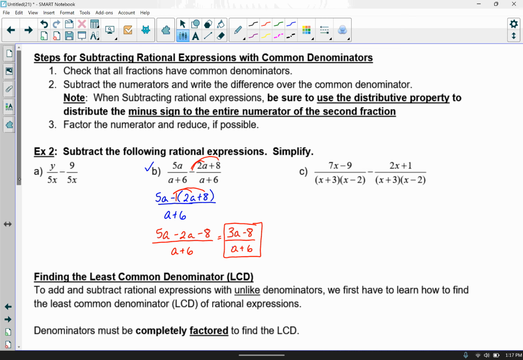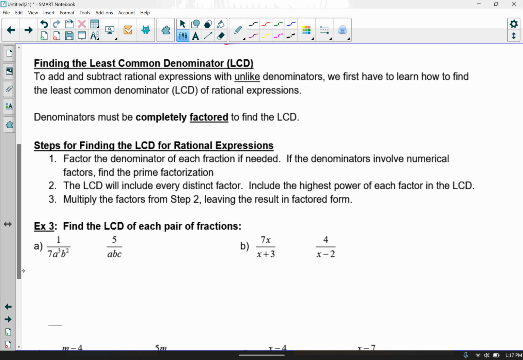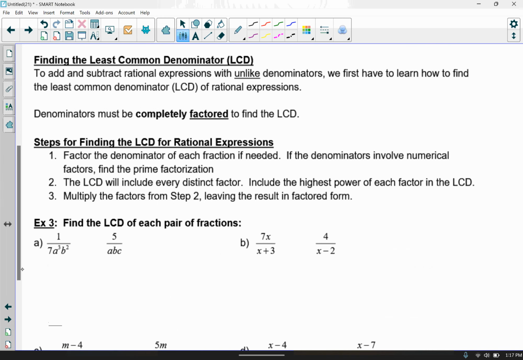All right, so now let's step it up a notch and talk about getting a common denominator. In example 3 down here, we are just going to focus on getting the common denominator and not going any further past that. But that's going to be important for us to be able to add and subtract rational expressions that don't already start with a common denominator, okay? So we are just here focusing on getting the common denominator.